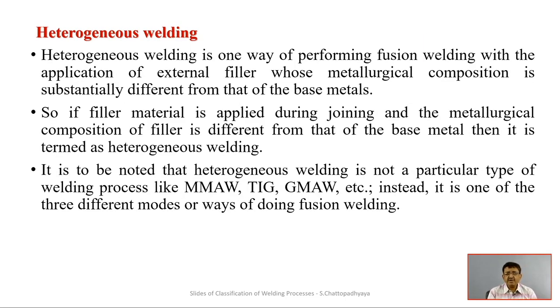And heterogeneous welding is one way of performing fusion welding with an external filler which is of a different metallurgical composition from that of the base material. So, filler material is applied during the joint and its composition is different from that of the base metal, then it is termed heterogeneous. That is the definition of heterogeneous welding. It is to be noted that it is not a particular type of welding process. It will be just one variety of application of MMA, TIG or GMA, and it is one of the three different modes of doing these things.